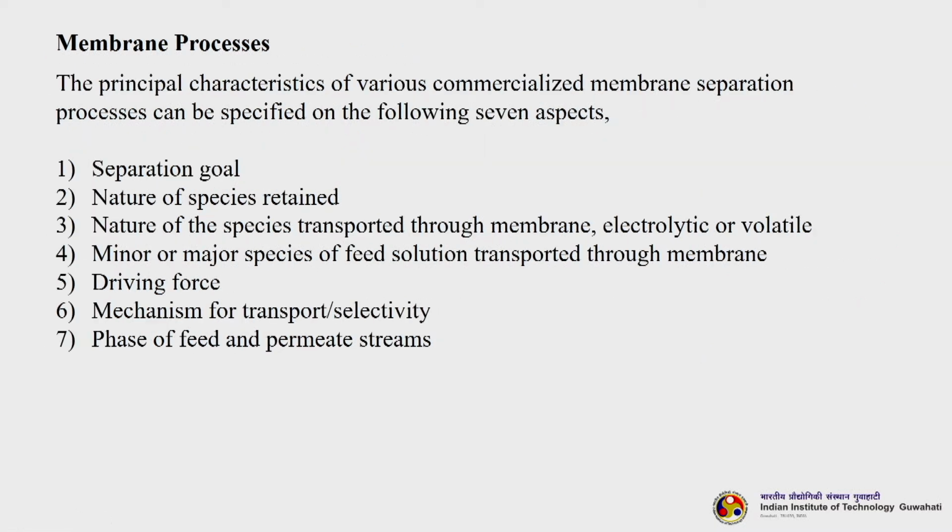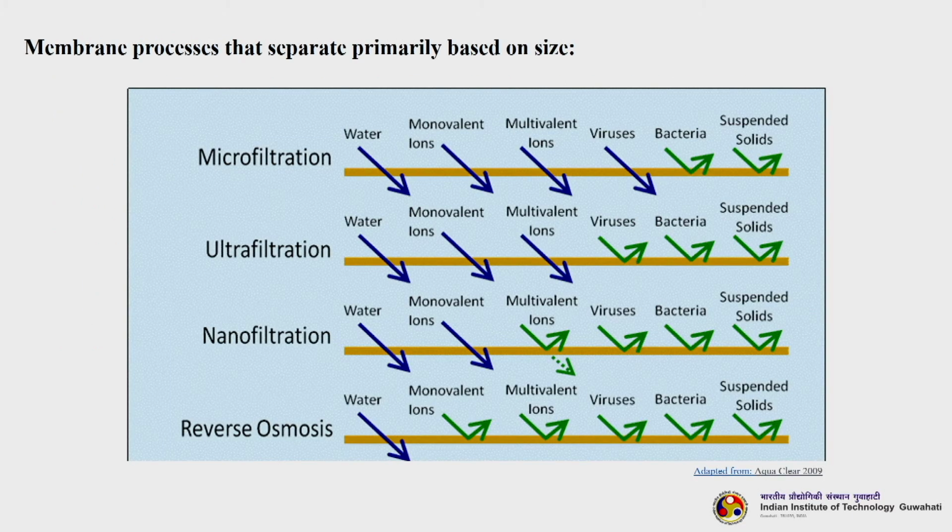So, the principal characteristics of various commercialized membrane separation processes can be specified on the following 7 aspects. These are very important. These 7 aspects are separation goal, the nature of species retained, nature of the species transported through the membrane either electrolytic or volatile, minor or major species of feed solution transported through membrane, the driving force, mechanism of transport and selectivity, phase of feed and permeate streams. So, these are the 7 principal characteristics for the commercial membrane separation.